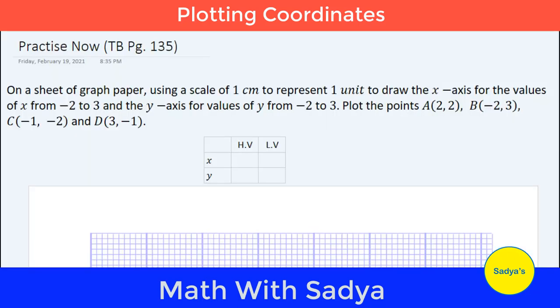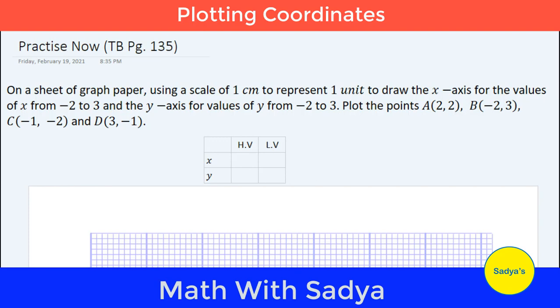Hello. In this video, we are going to solve Practice Now, which is given on textbook page number 135. The question is: on a sheet of graph paper, using a scale of 1 centimeter to represent 1 unit, draw the x-axis for the values of x from -2 to 3 and the y-axis for values of y from -2 to 3. Plot the points A (2, 2), B (-2, 3), C (-1, -2), and D (3, -1).